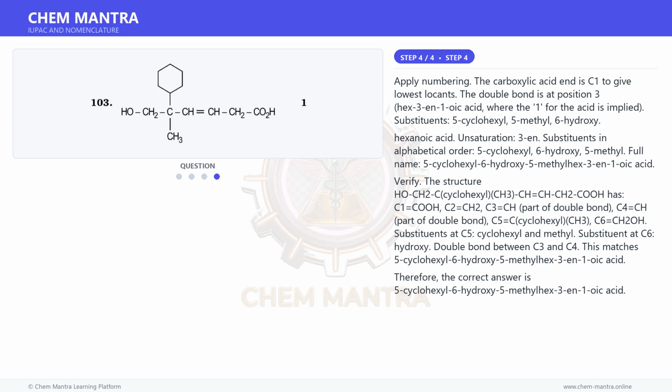And for the final step, apply numbering. The carboxylic acid end is C1 to give lowest locants. The double bond is at position 3, hex-3-enoic acid, where the 1 for the acid is implied. Substituents: 5-cyclohexyl, 5-methyl, 6-hydroxy. Hexanoic acid.